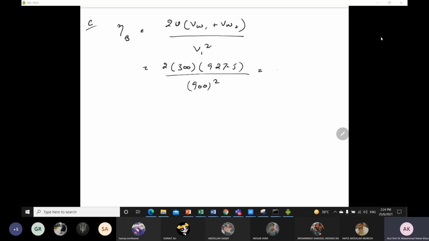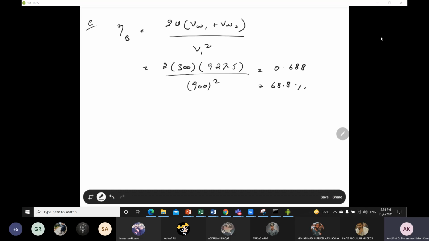So here we get the blade efficiency, which is 0.688, and it is equal to 68.8% blade efficiency. So this is the part C solution.